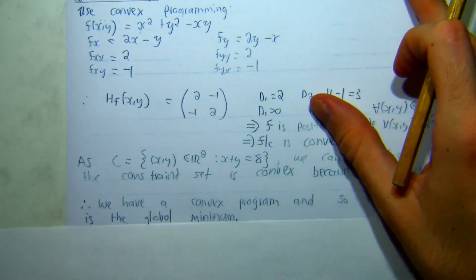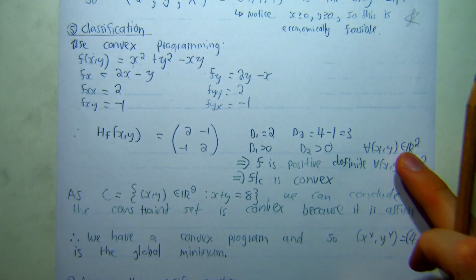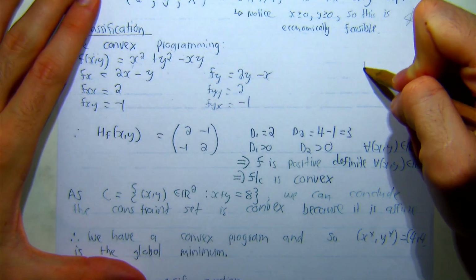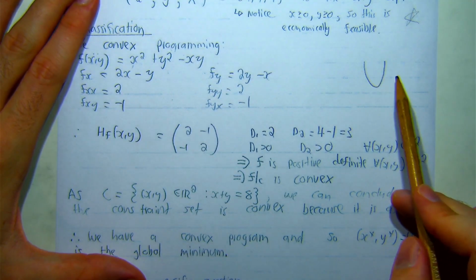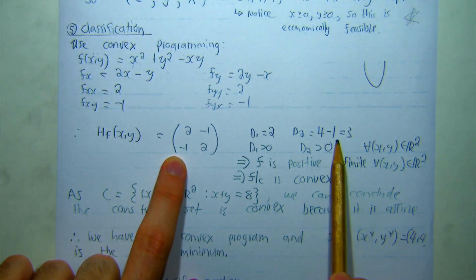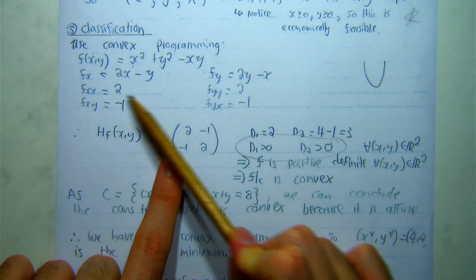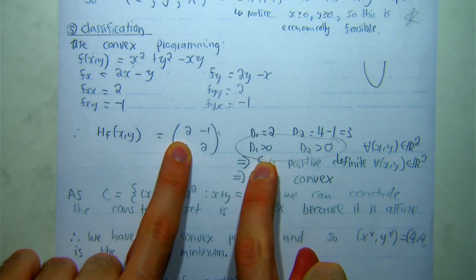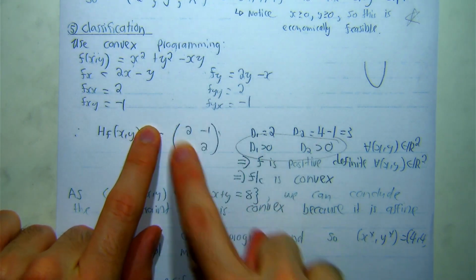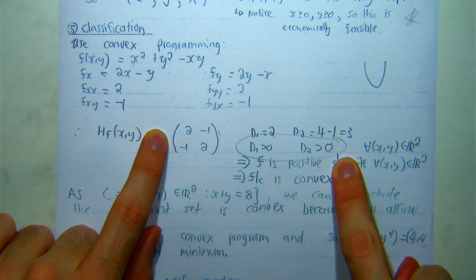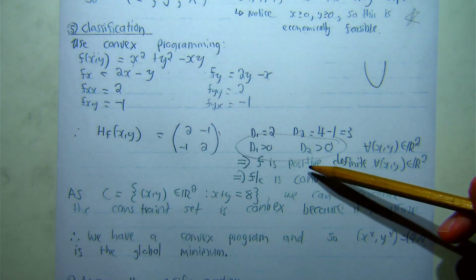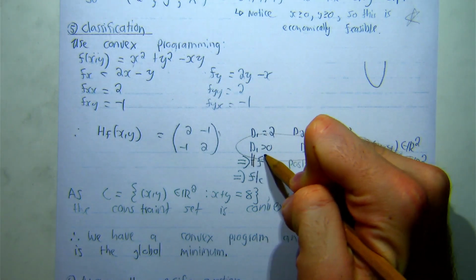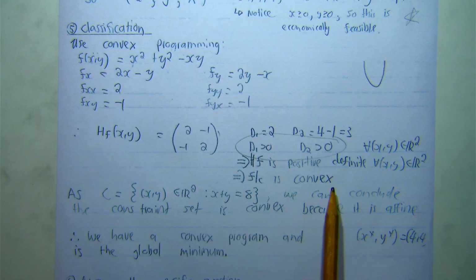For our classification here, we can use convex programming to work out this minimum. Remember, a function is convex when it has this shape, and that means the Hessian must follow this pattern here. Calculating the second order derivatives and putting them into this matrix demonstrates the pattern of the first leading principal minor being positive, and the second one, which is the determinant of the whole thing, being positive also. Together that means the Hessian of f is positive definite, and then f on C is thus convex.